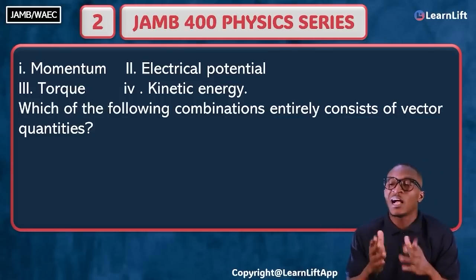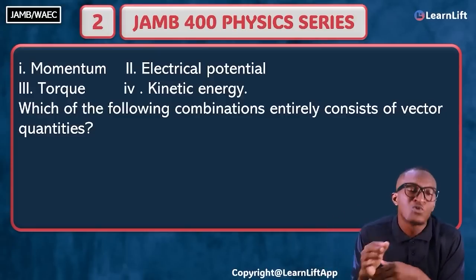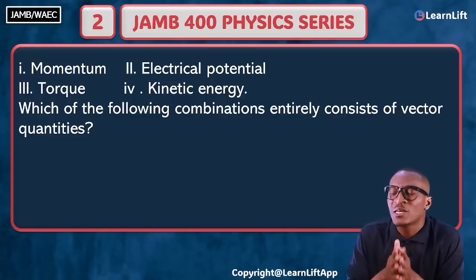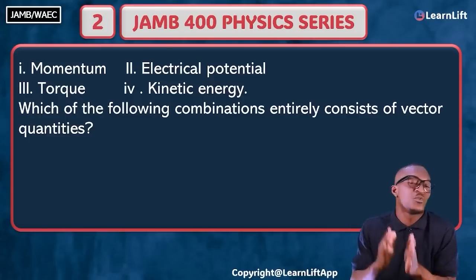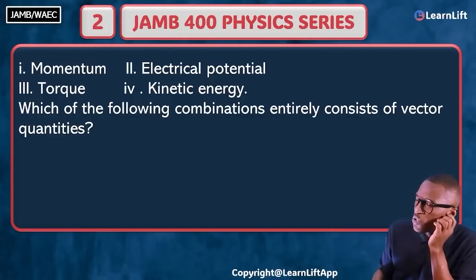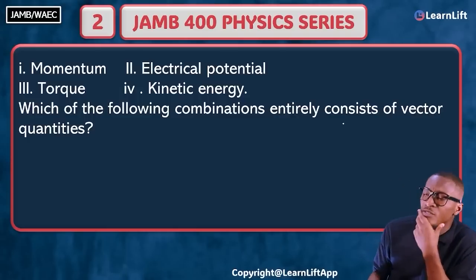Remember that according to the JAMB syllabus it is the second topic. So you must see the topic where I carefully taught everything about scalar and vector. I also gave a table. I'll show you the table here where we summarize the differences between scalar and vector. The question says, which of these consists of vectors?